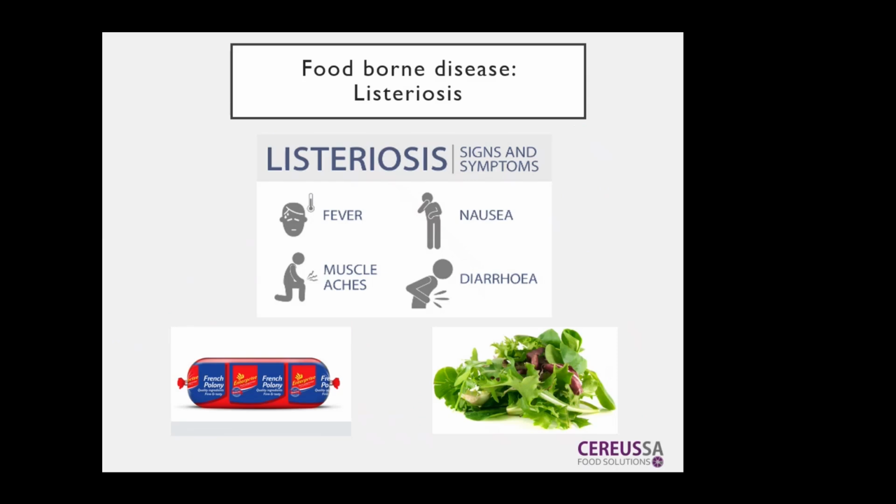The foodborne disease caused by Listeria monocytogenes is called listeriosis. Symptoms of listeriosis are fever, muscle aches, nausea, and diarrhea. Food products that have been implicated in listeriosis outbreaks include French bologna and salad leaves. So both of these products meet the growth requirements for Listeria. Therefore, Listeria will be able to grow and multiply in these products, and there's no heat treatment that takes place that will kill this pathogen before we eat it.